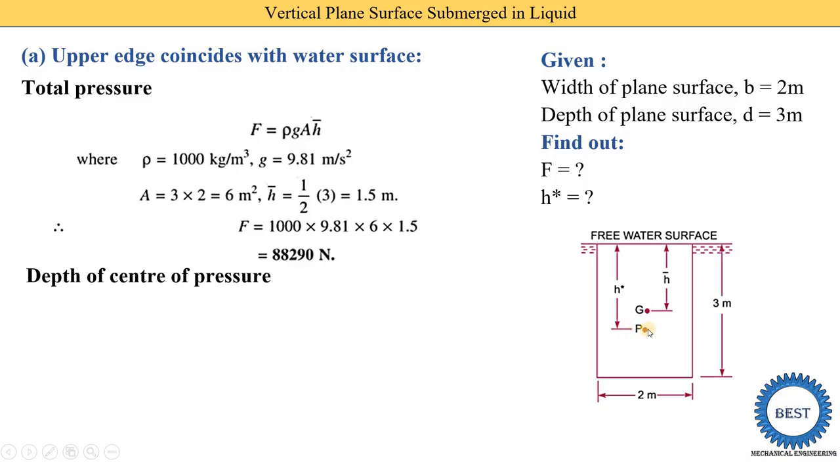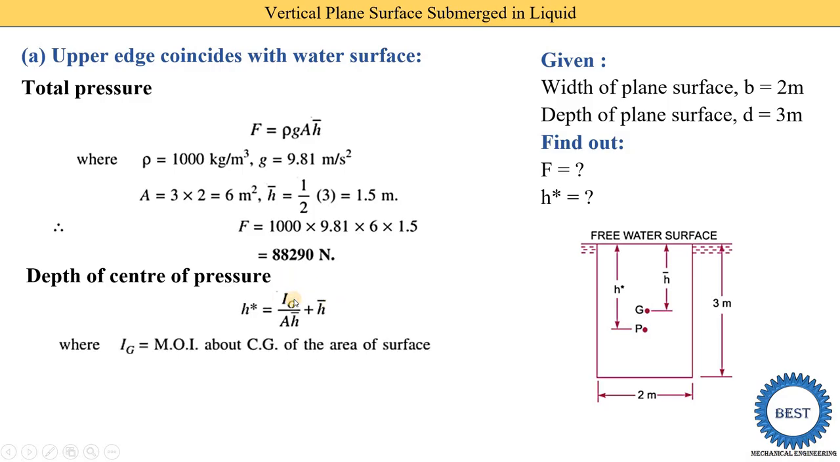Now secondly, we need to find the depth of the center of pressure, means we need to find this h star. This is the point P at which this amount of force is acting. First we found the force F, but at which point is this force acting? From this h star we can decide that at this point the total pressure force is acting. For that h star, the equation is Ig divided by A h bar plus h bar. We already know A is 6 and h bar is 1.5. Now what is Ig?